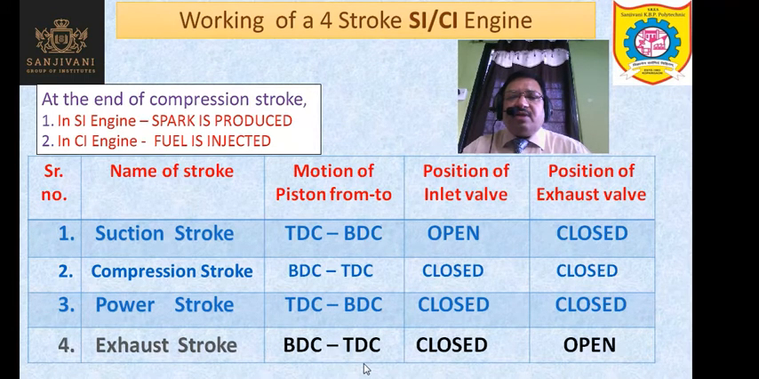During the exhaust stroke, piston moves from bottom dead center to the top dead center. The inlet valve is definitely closed during the exhaust stroke, but the exhaust valve has to be open so that the exhaust gases can move out of the engine cylinder. So these are the tips. This table gives you the tips to study the working of the 4-stroke engine.